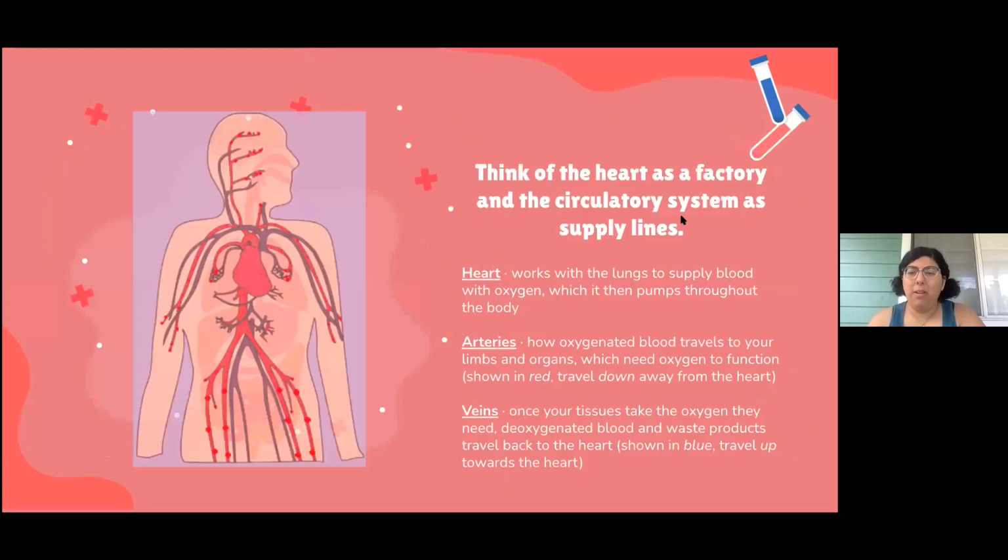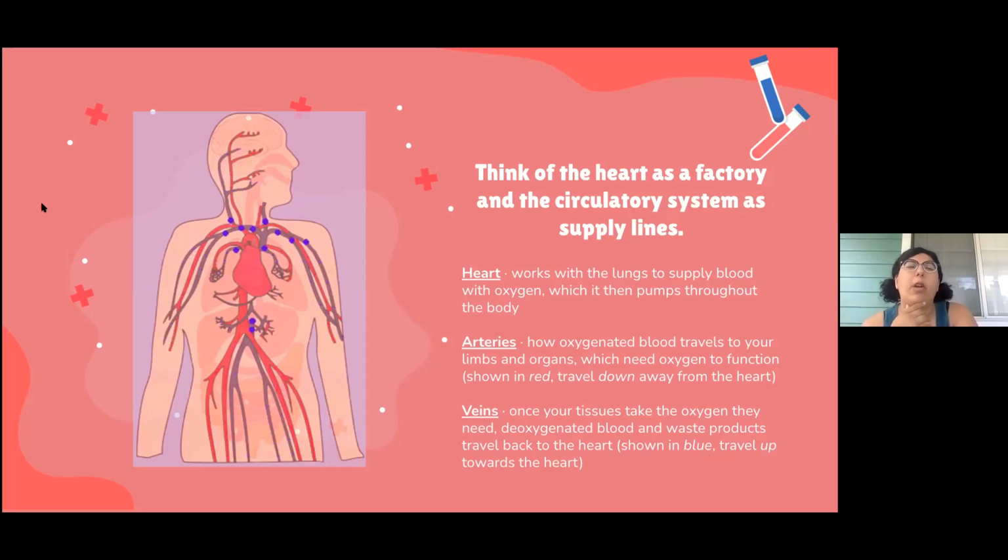So you can think of the heart as a factory and the circulatory system as a supply line. If you look at the skiff at the left, you're noticing little blue dots and little red dots going throughout the heart, the arteries, and the veins. The heart, the big thing in the center, works with the lungs to supply the blood with oxygen. Once that blood has oxygen, it's pumped by the heart through the rest of your body, from your brain all the way down to your toes.